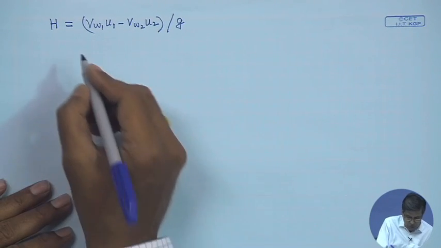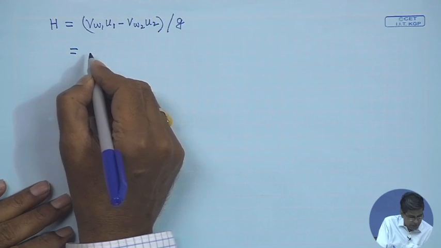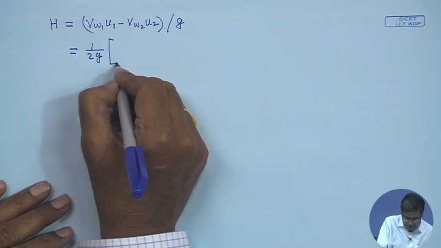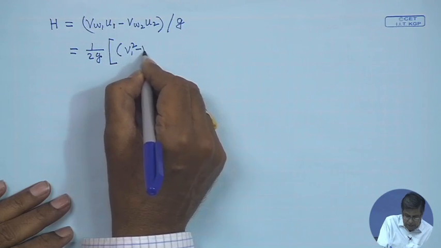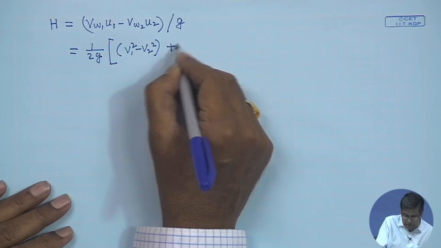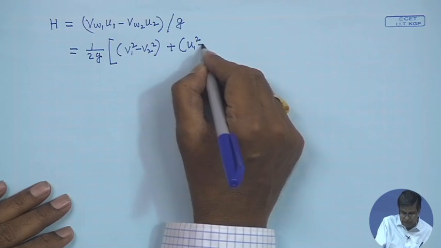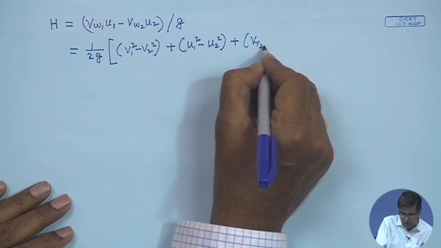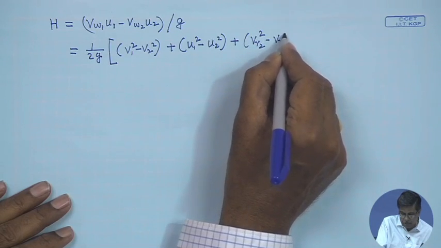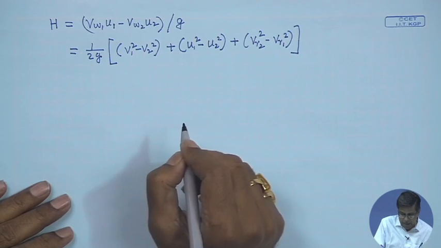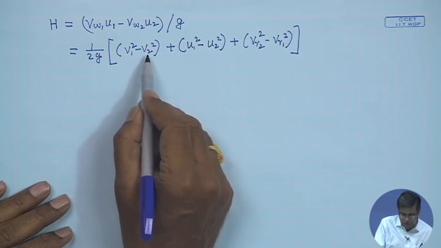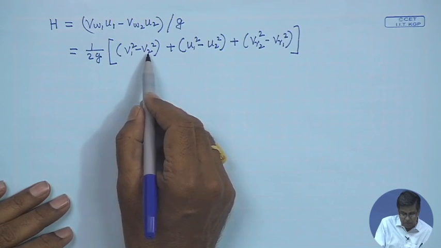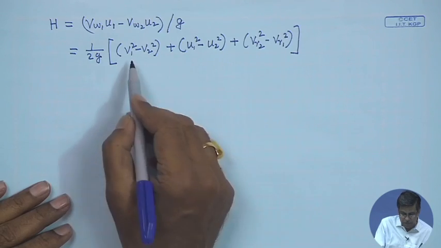And we also showed that the same expression can be written in a different fashion by splitting into various components, like this: V1 square minus V2 square plus U1 square minus U2 square plus VR2 square minus VR1 square. Where V1, V2 are the absolute velocity of the fluid at inlet and outlet of the machine respectively, with respect to a stationary frame of reference.